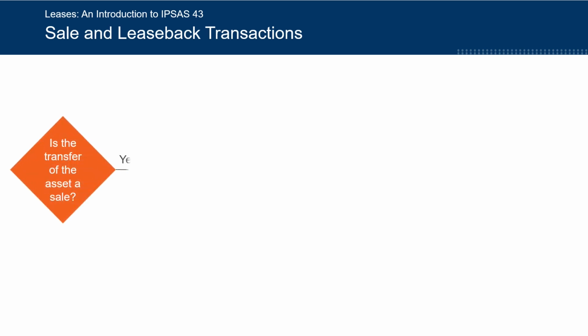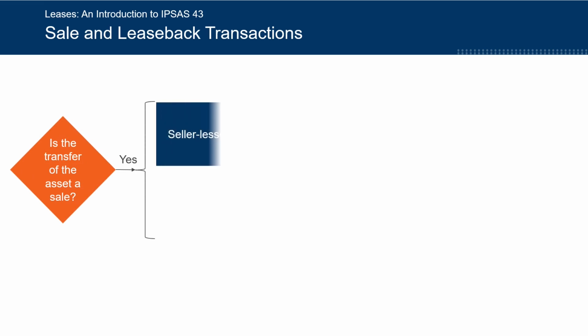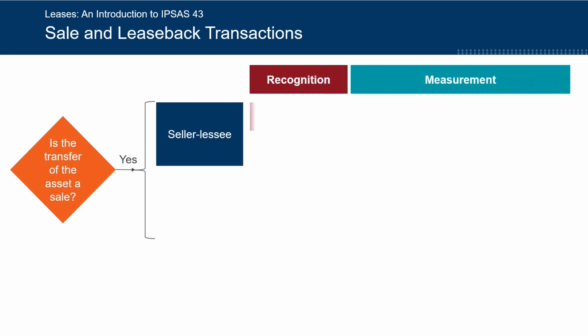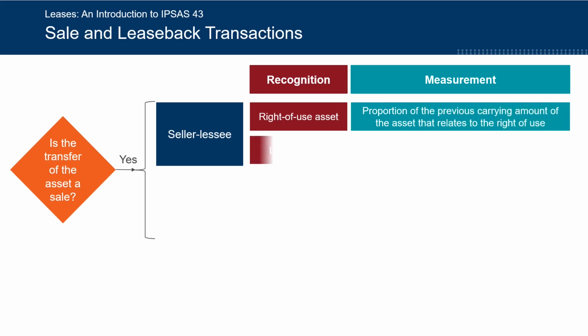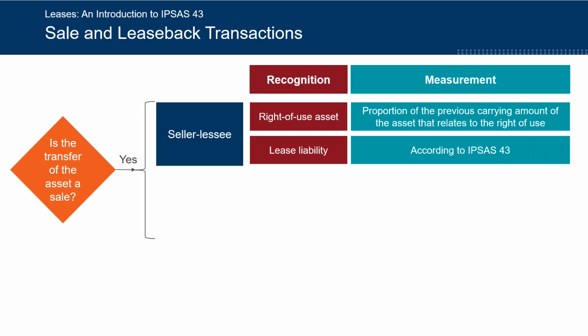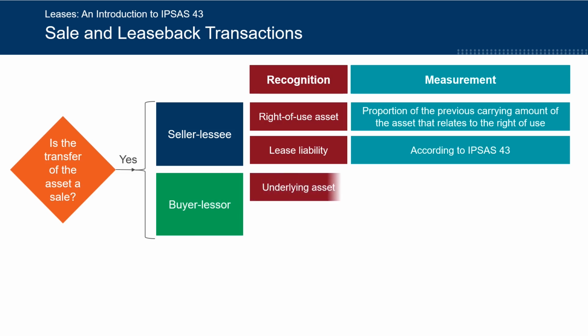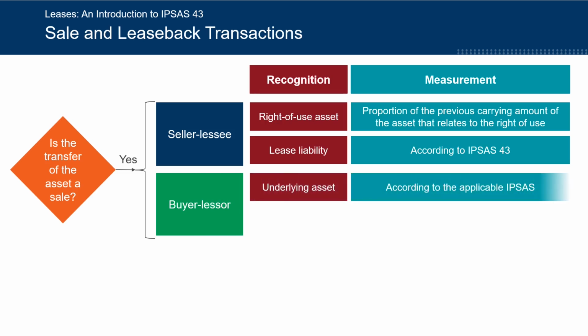If the transfer of the asset is a sale, then the seller lessee recognizes a right-of-use asset measured at a proportion of the previous carrying amount of the asset that relates to the right-of-use and recognizes a lease liability measured according to the requirements in IPSAS 43. On the other hand, the buyer lessor recognizes the underlying asset and measures it according to the applicable IPSAS and recognizes the lease according to IPSAS 43.